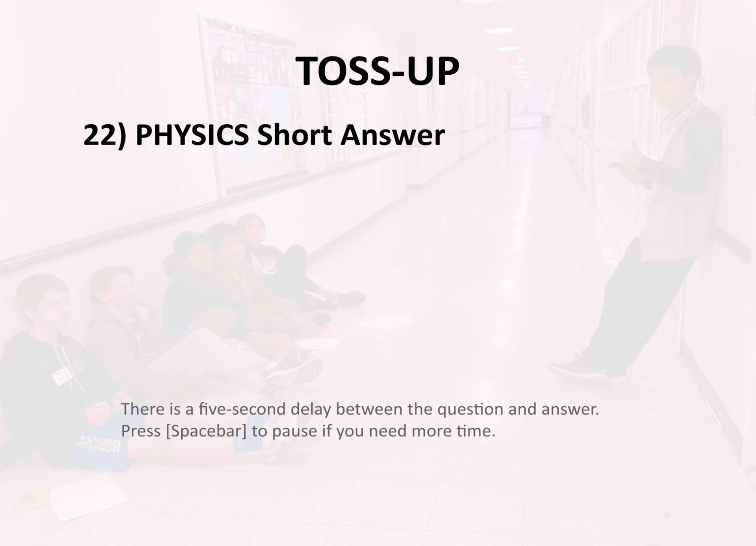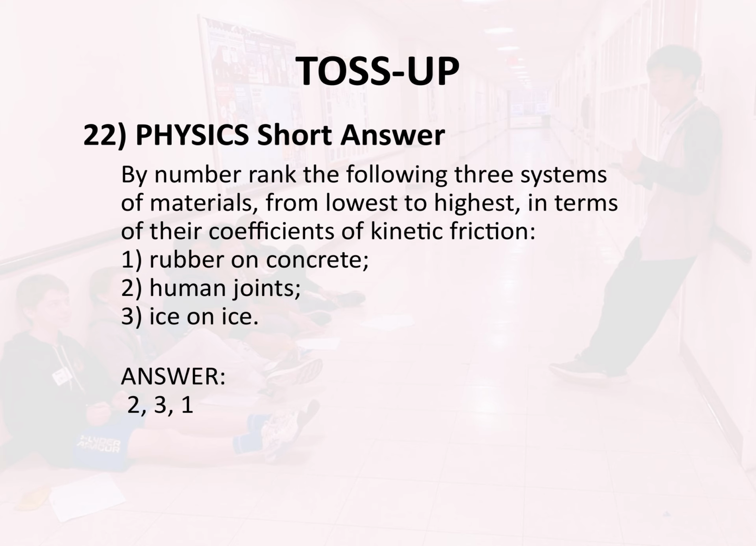Toss-up 22. Physics. Short answer. By number rank the following 3 systems of materials, from lowest to highest, in terms of their coefficients of kinetic friction. 1. Rubber on concrete. 2. Human joints. 3. Ice on ice. Answer: 2, 3, 1.